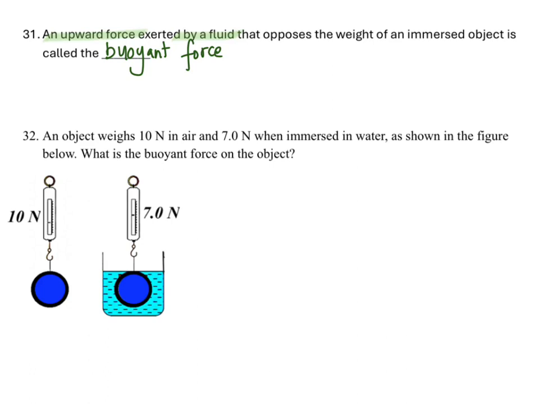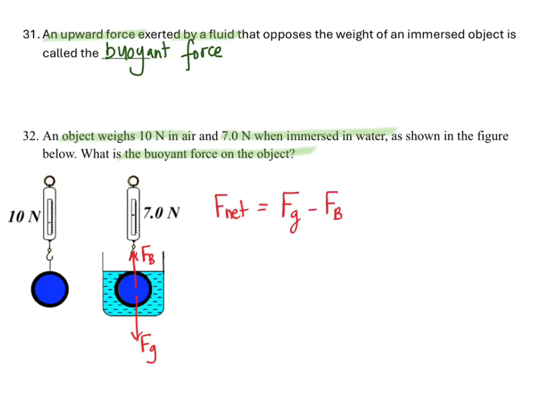Next question, it's giving us the object's weight in air, which is 10 Newton, and then 7 Newton when you put it into water, as shown in the diagram. It's asking us to calculate what's the buoyant force on the object. So if you look at the diagram for water, we know that there will be two forces acting on the object. One is the force of gravity and one is the buoyant force which will act upwards.